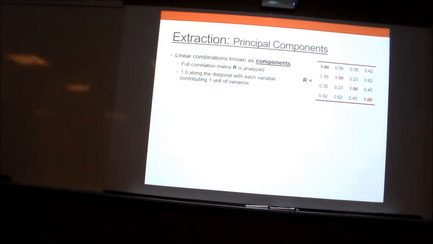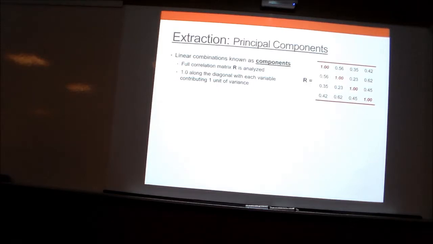What we're doing is we're pulling out linear components or linear combinations, most technically identified as components, not factors, okay? The reason behind this is that within a principal components analysis, we're analyzing the full correlation matrix. So in this example, we've got a set of 4 scores, and this is the correlation matrix of our 4 scores. We've got correlations between individual items in the off diagonal. In the diagonal, we have 1s, indicating 1 unit of variance, right?